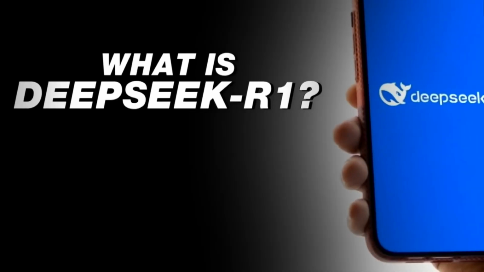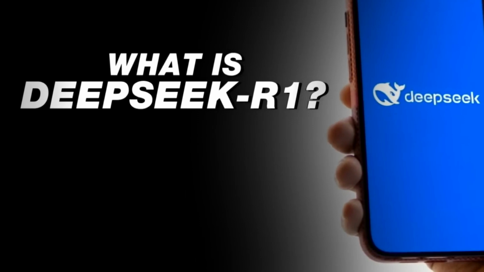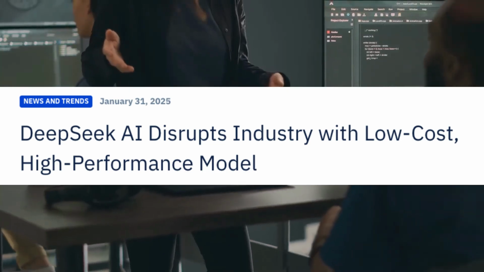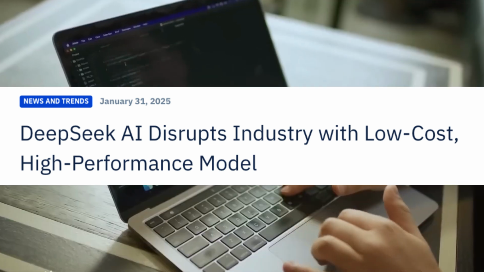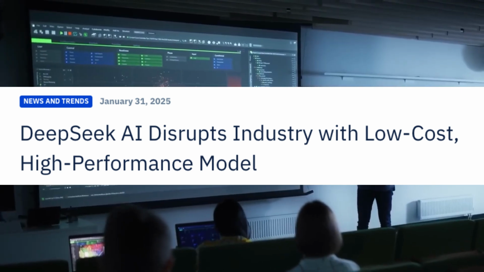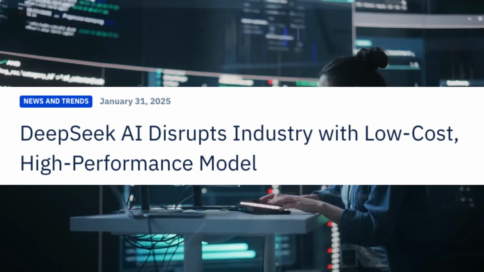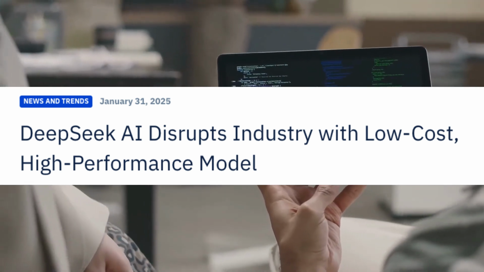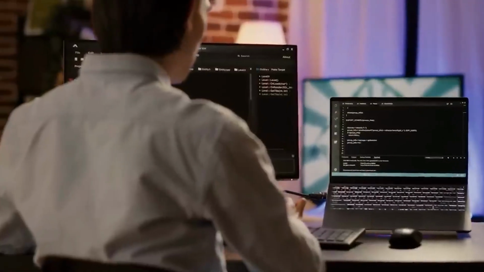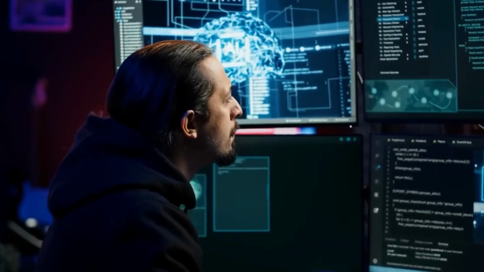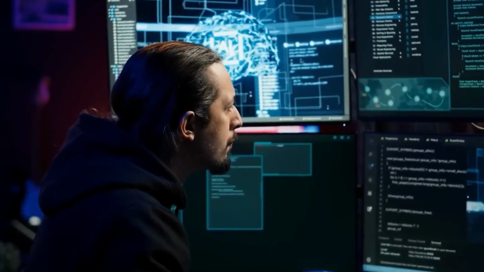What is DeepSeek R1, and why is it gaining attention? DeepSeek R1 is an open-source AI model developed by the Chinese startup DeepSeek. Unlike traditional models that require billions in infrastructure, it was trained using only 2,048 Nvidia GPUs at a fraction of the cost, just $5.5 million. Yet, its performance in areas like reasoning, coding, and mathematics rivals some of the best AI models available.